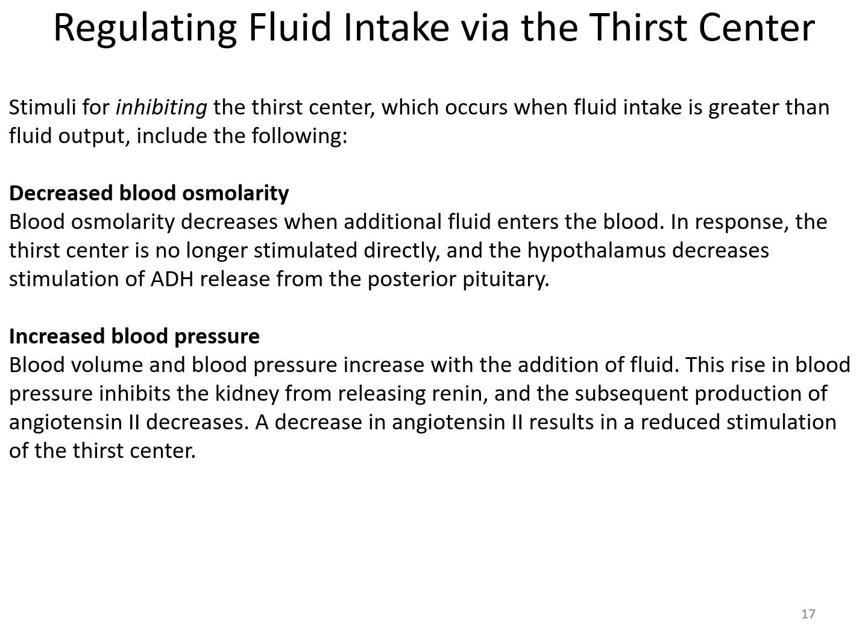And then increased blood pressure. Blood volume and blood pressure, we know, increase as you continue to add fluid into the body. That increase in blood pressure would inhibit the kidneys from releasing renin, and the subsequent production of angiotensin II is then going to go down. Angiotensin II stimulated the thirst center, so as it goes down, we'll get a reduction of that stimulation, so we're not stimulating the thirst center because we don't need to continue to take in additional fluids.